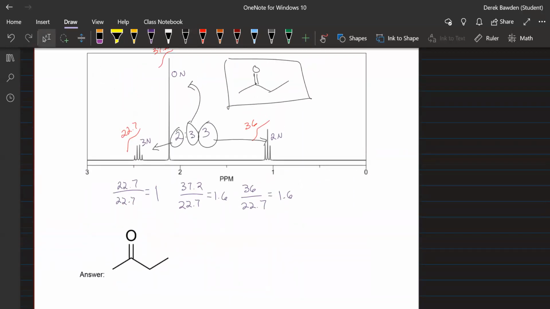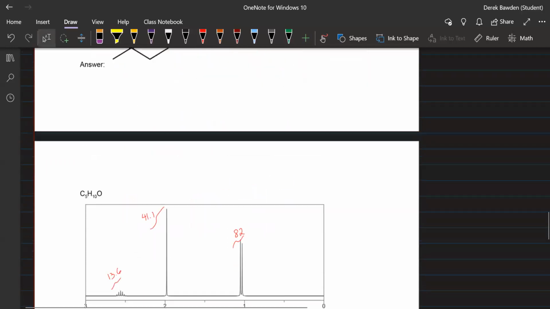By the way, you could have had the ketone here as well. It doesn't matter, it's the identical molecule.